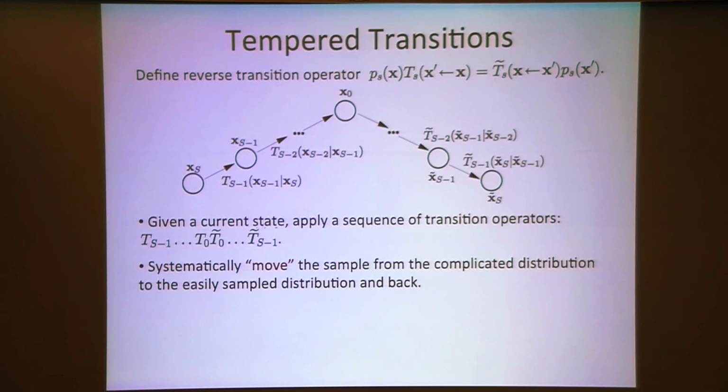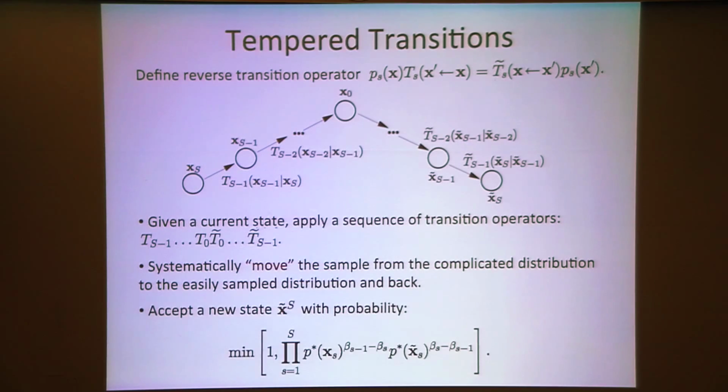So it's like you have a sample particle that moves around. It goes to the distribution that's easy to sample from, so it moves around in the space, and then it comes back. So it does this systematic move, and then there is a certain accept probability. You're accepting with a standard Metropolis-Hastings operator.